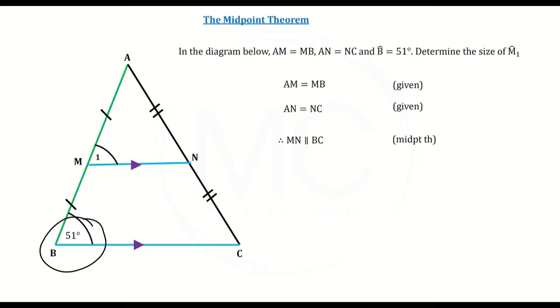So now we can make the statement that angle M1 is equal to 51 degrees because corresponding angles are equal. And the reason why these are corresponding angles is because MN is parallel to BC. We've already used the midpoint theorem to prove that MN is parallel to BC, so we don't have to write this down again. And we have now completed this question.